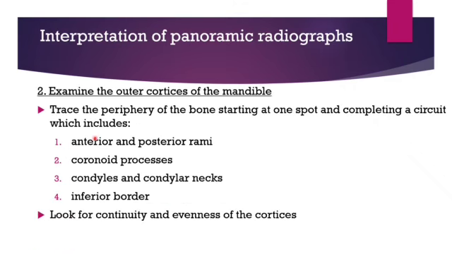Okay, so examination of the outer cortex of the mandible. We need to trace the periphery of the bone starting at one spot and completing the circuit. If you start at the right side, you need to completely go through the right side, then look into the left side, and complete the circuit. So we have to examine the anterior and posterior ramus, then the coronoid process, then the condyle and condylar neck, and the inferior border. What we have to look for is continuity and evenness in the cortex.